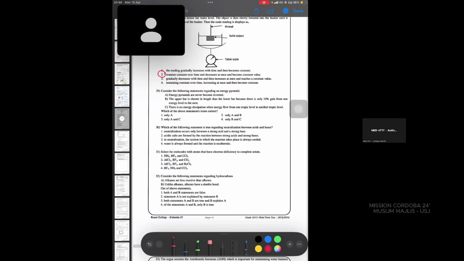But biomass pyramid, can it be inverted? Yes. Give me an example for an inverted biomass pyramid. Aquatic environment. Very good, aquatic environment. So therefore, never inverted is true. Upper bar is shorter in length than the lower bar because there's only 10% gain from one energy level to the next. True, you all just told me. There is no energy dissipation when energy flows from one trophic level to another. That is false. There's always energy dissipation. Answer is A and B.